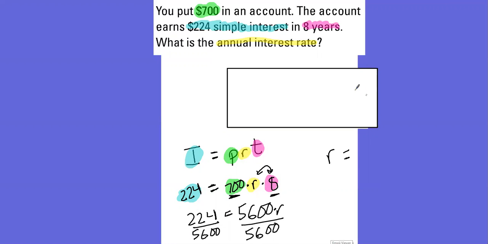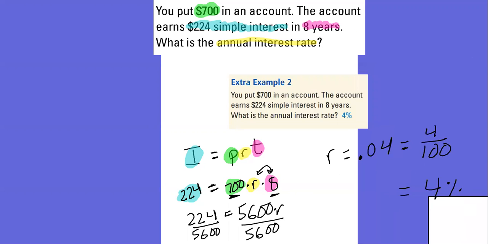So R is 0.04. Now remember, that's the decimal form. This is literally 4 hundredths, and 4 hundredths is 4%. So what is our annual interest rate? Well, we're at 4%.